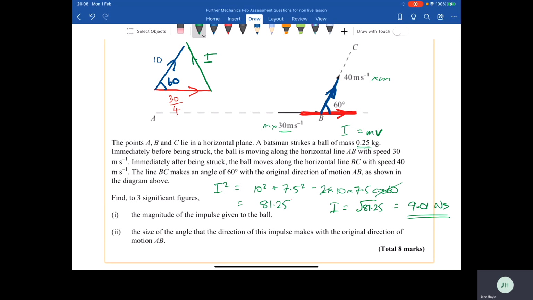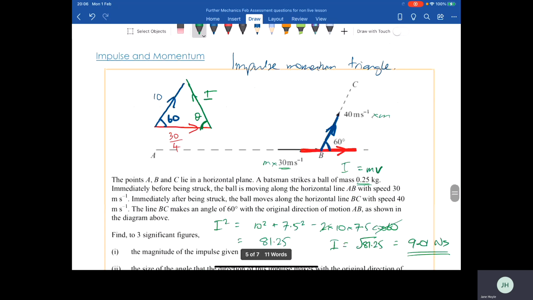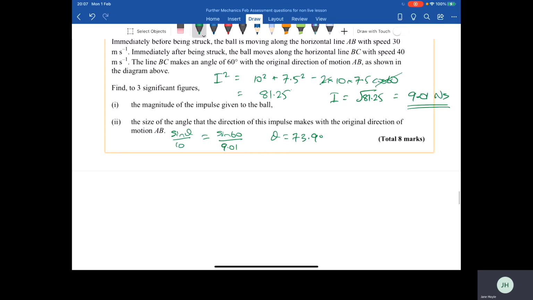Okay, so we've obviously got this angle here, and I can easily find that angle there. Let's call that theta. So I'll have sine theta over 10 is equal to sine 60 over I, and I was 9.01. If we work that out, we get that theta is equal to 73.9. Okay, and you might think, yeah, that's fair enough.